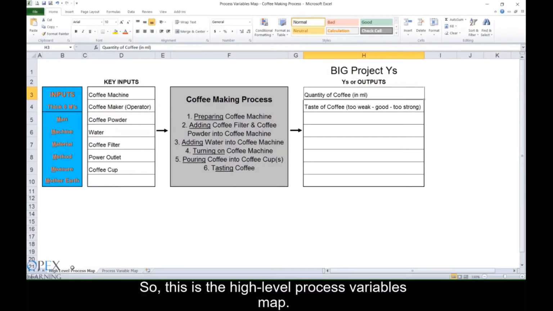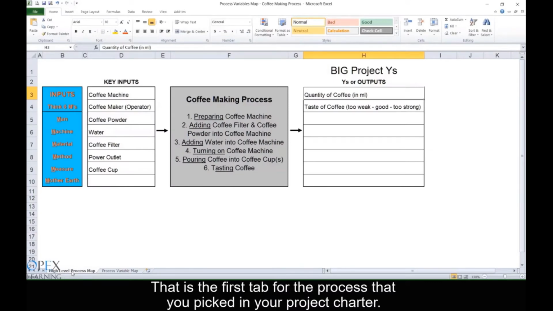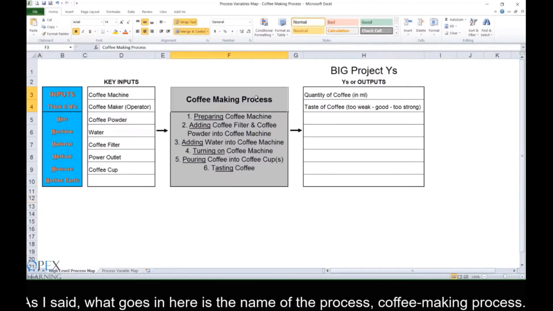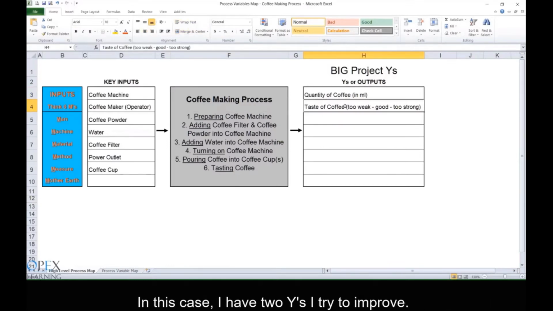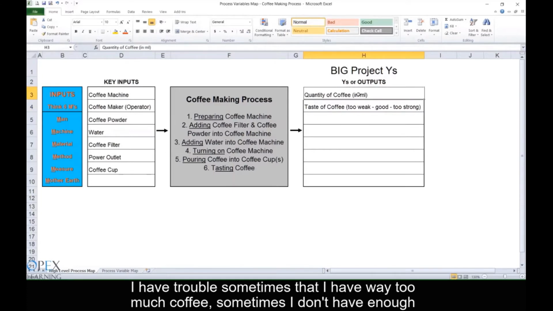So this is the high-level process variables map. That is the first step for the process that you picked in your project charter. As I said, what goes in here is the name of the process, coffee making process. In this case, I have 2 Ys I try to improve. I have sometimes trouble that I have way too much coffee. Sometimes I don't have enough coffee.